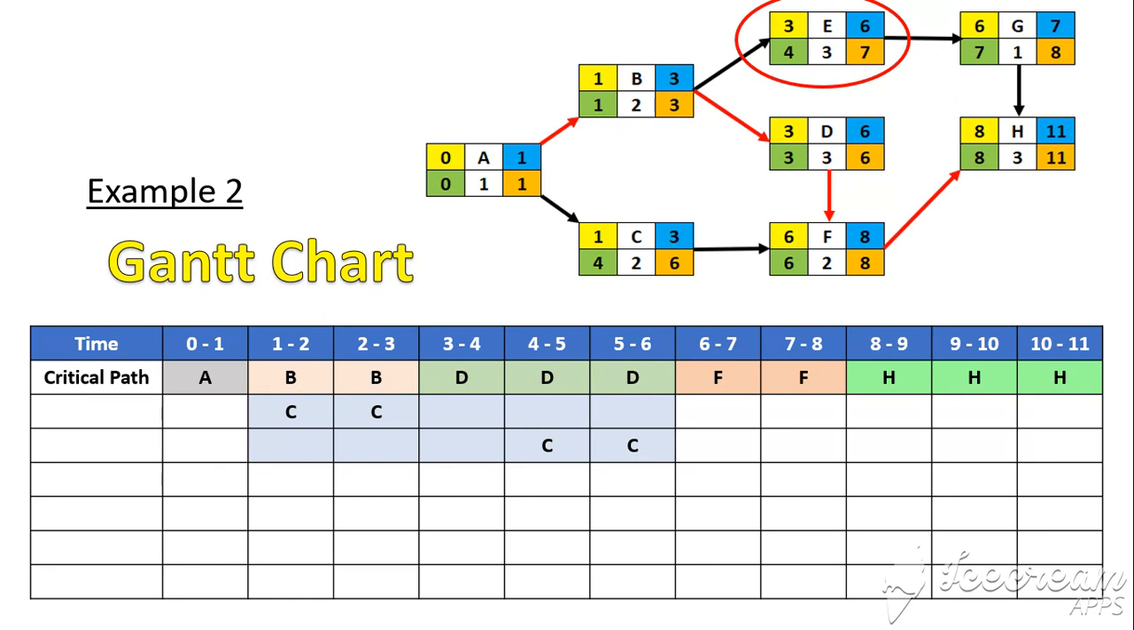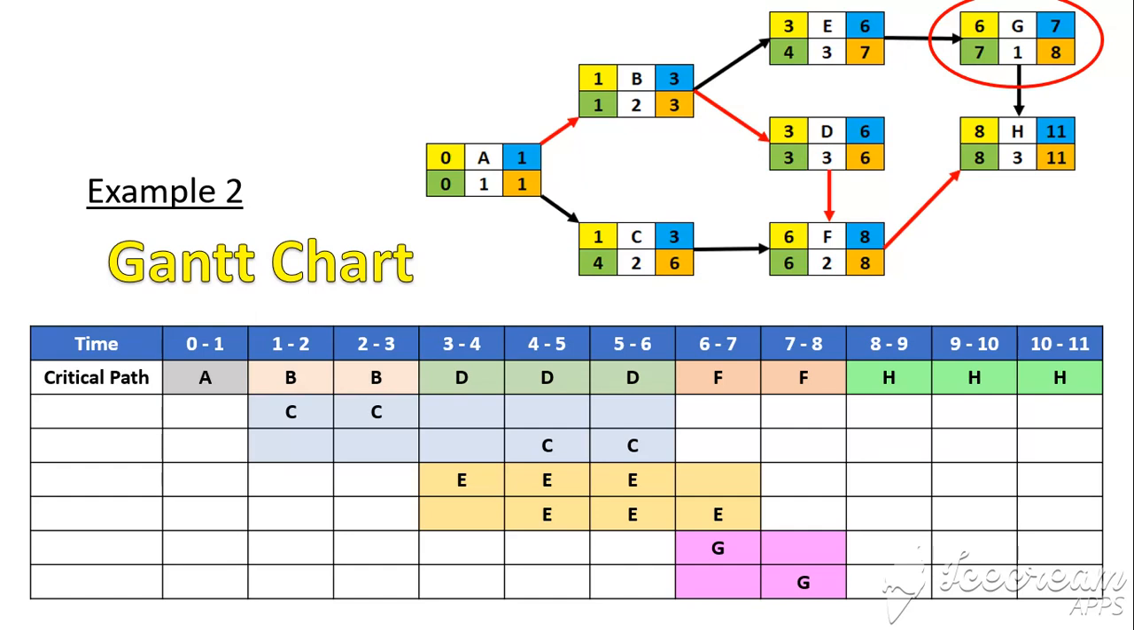Activity E can start at the 3rd minute up to the 6th minute, but the latest time it could start is the 4th minute up to the 7th minute. So activity E could happen any time within this time interval. And finally, activity G, we could start activity G in the 6th minute and finish in the 7th, 6 to 7, or we could start it between 7 minutes up to 8 minutes. So activity G could happen any time in this interval.